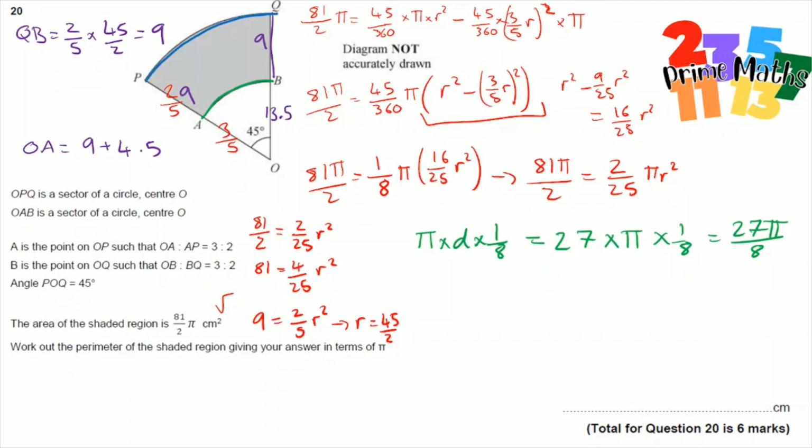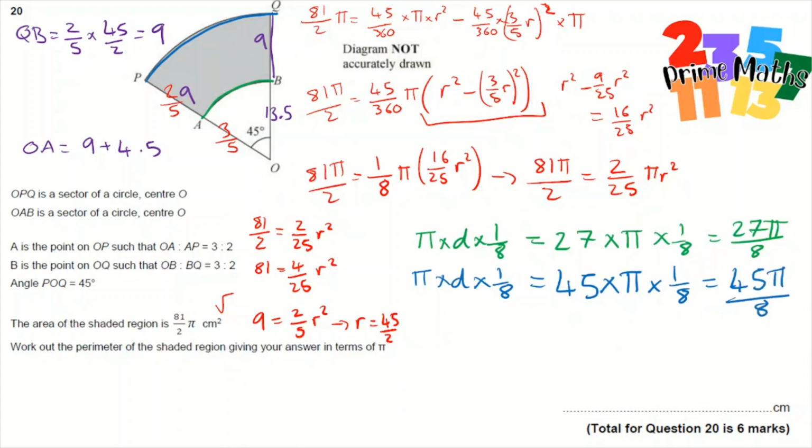The other arc at the top from P to Q, which I'll put in blue, is the same idea. It's pi multiplied by the diameter multiplied by 1/8. We know that the radius of the whole circle is 45 over 2, so the diameter is 45 times by pi times by 1/8, which gives us 45 pi over 8.